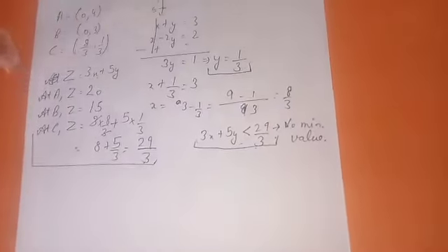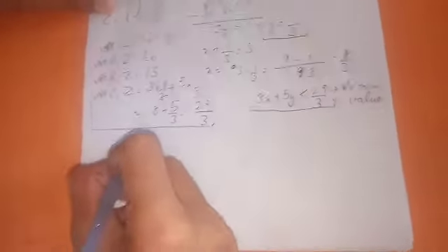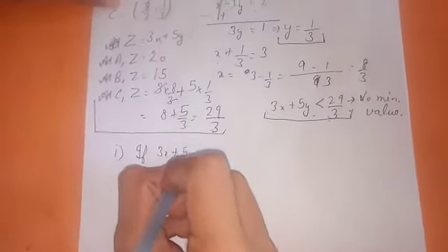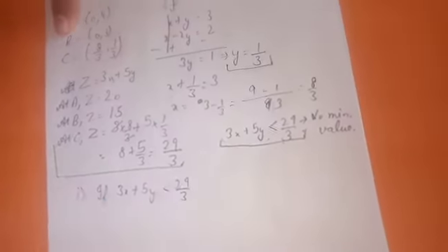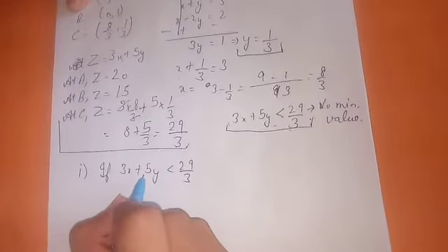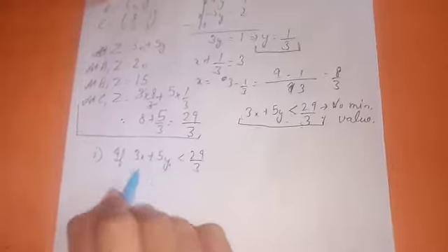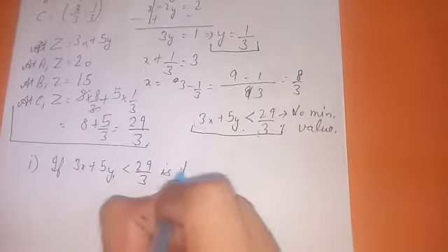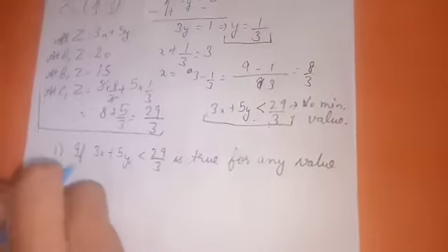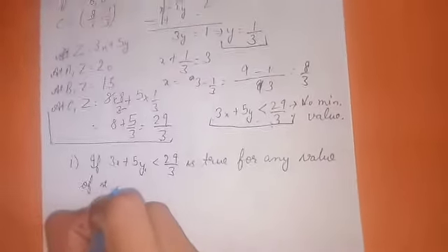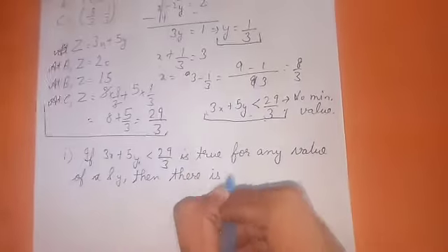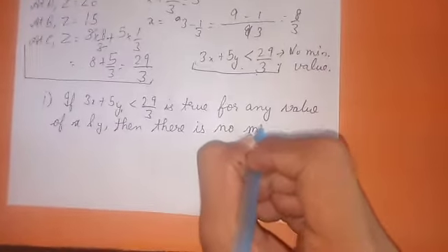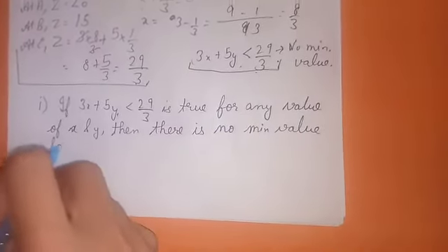Okay, now understand this in 2 points. I am telling again. First, if 3x plus 5y less than 29 by 3 is our inequality, if for any value of x and y this is true, then there is no minimum value for the graph.